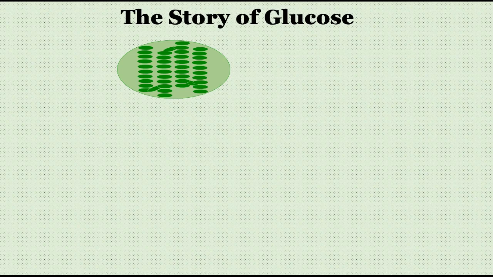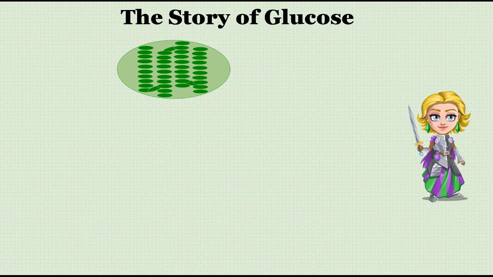Glucose is food. It's also a sugar. And so the plant can't go to the grocery store and buy food, so it has to make its own. So it makes glucose. Chloroplasts have a pigment in them called chlorophyll. And for the purpose of our story, I'm going to say that this is Philomena. Philomena represents chlorophyll. She has a very nice big sword.